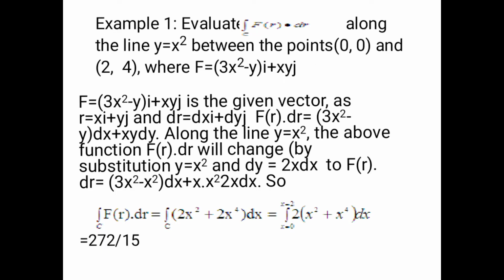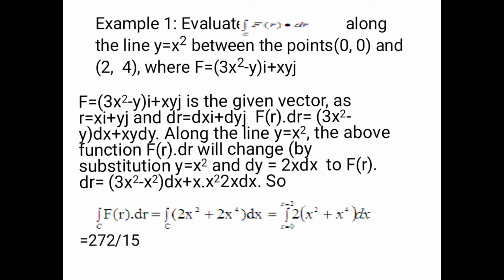So let us consider one example in the xy plane. Here the force F is also defined in terms of functions of x and y. Here F is taken as (3x square minus y) into i plus xy into j, where, as I told earlier, i denotes the unit vector along the x-axis, j denotes the unit vector along the y-axis. We need to evaluate the integration of f of r dot dr along the line y is equal to x square between the points 0, 0 and 2, 4.